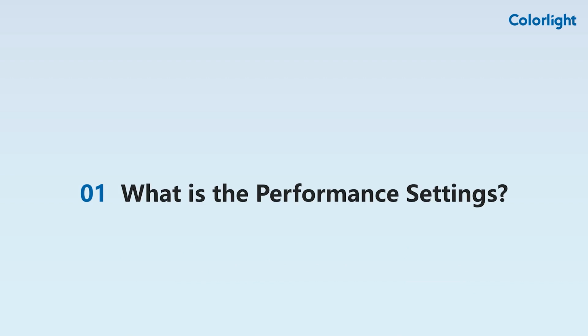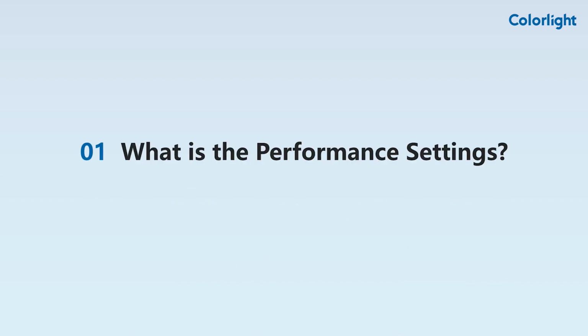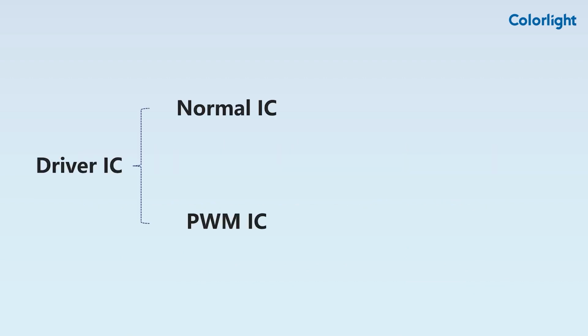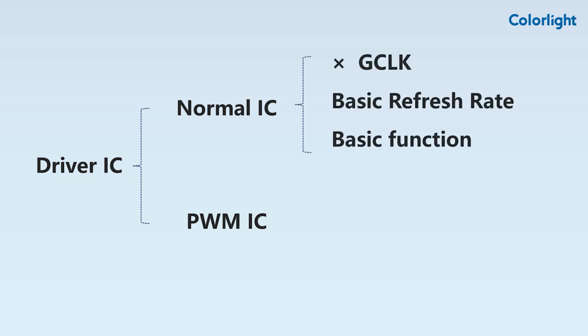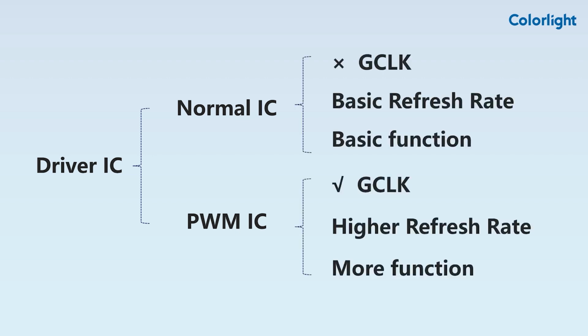Part one, what is the performance settings? First, it's important to know that driver ICs are categorized into normal chips and PWM chips. When you select the chip that corresponds to your LED panel, if the DCLK option appears in the receiver parameters basic parameters interface, it proves that this chip is a PWM chip. Otherwise, it is a normal chip. Typically, PWM chips can achieve higher refresh rates than normal chips and offer more functionality.